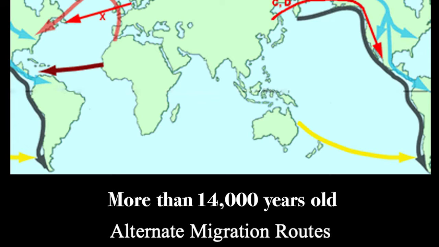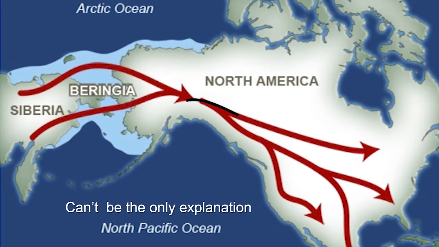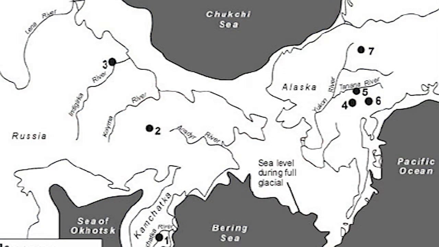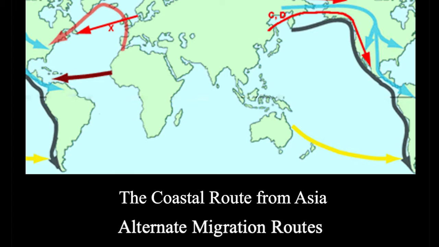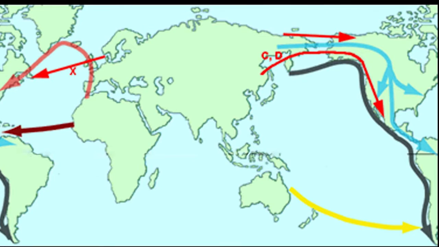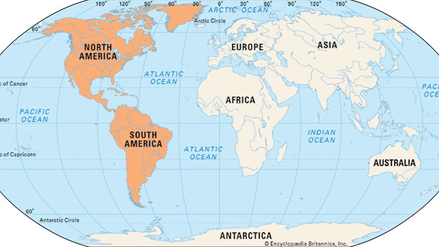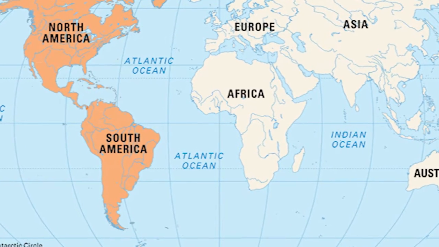The answer to this question is that Beringia can't be the only explanation for how native peoples arrived in the Americas. Now let's explore some of the other theories for how the first Americans arrived here. The first theory is known as the coastal route from Asia, indicated by the black arrow on the right side of the image, which is the most likely alternate explanation for how Native Americans first arrived in the Western Hemisphere.